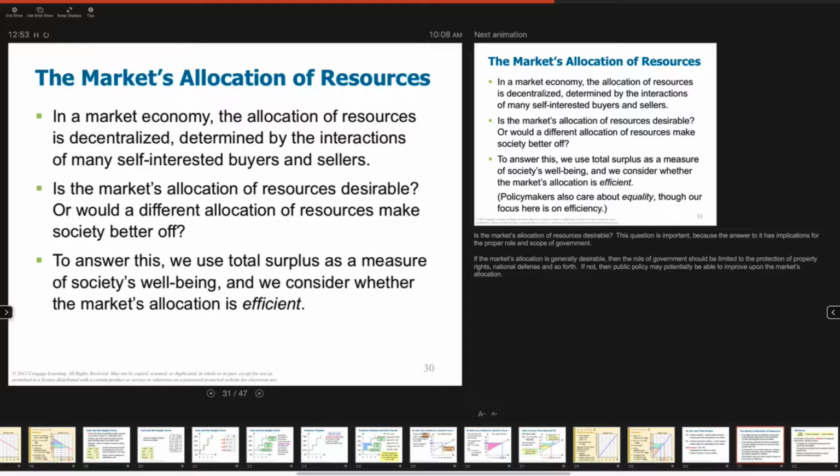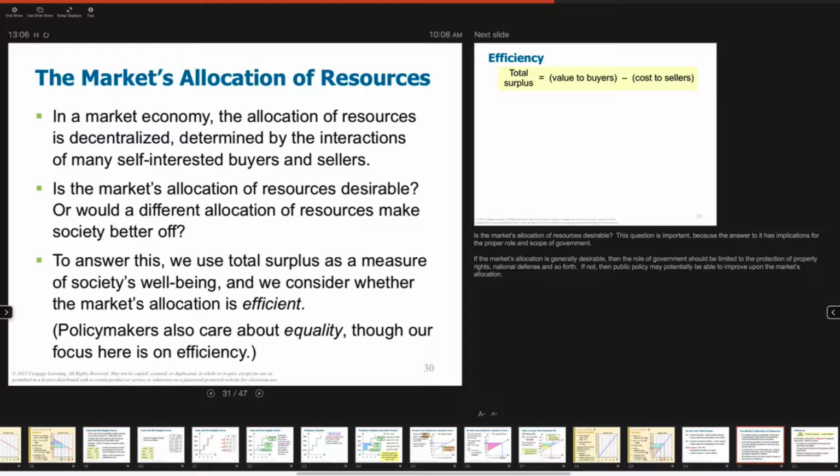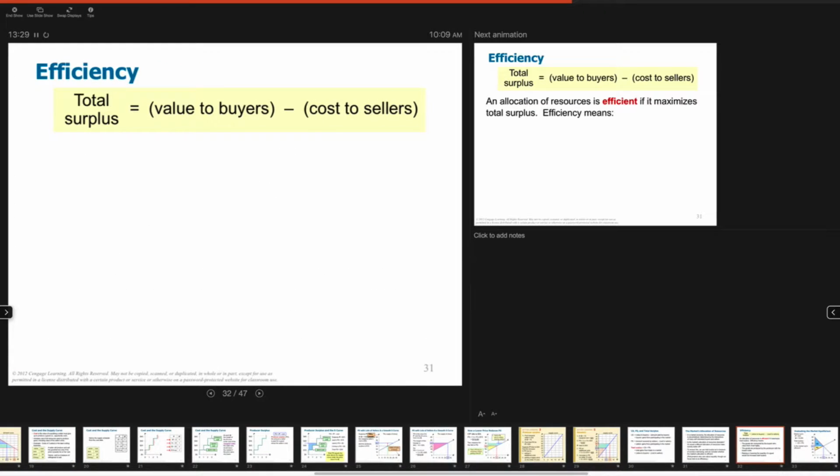So, total surplus measures efficiency. The more efficient market makes everyone better off. Thus, we believe we're maximizing well-being. Okay. As economists, we're interested in efficiency. When you mix public policy in, then you begin to be concerned about equality. But we as economists, we don't care about equality, we just want efficiency. Okay. A little utilitarian, or anti-utilitarian. Okay. All right.